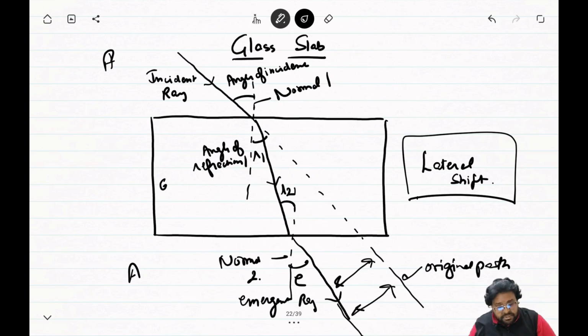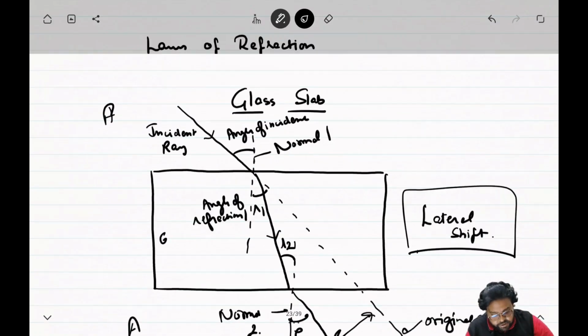So these are the concepts. This is the practical which you have already performed during your internals, and these are the concepts related to the glass slab and refraction.